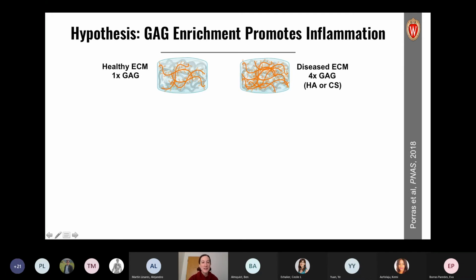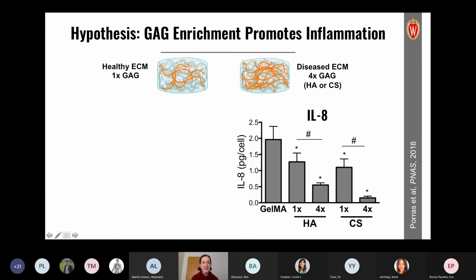And so we made scaffolds that represented a healthy valve environment and a diseased valve environment. The way that these differed is in the amount of GAGs, so HA, hyaluronic acid, or chondroitin sulfate that they had. And again, the hypothesis that we're testing is that GAG enrichment, so more GAG, we think is going to promote more disease. In particular, we thought it would promote inflammation. And so this is an inflammatory marker. And you'll see, as we had more GAG, we actually had less inflammation, or less production of this inflammatory marker.